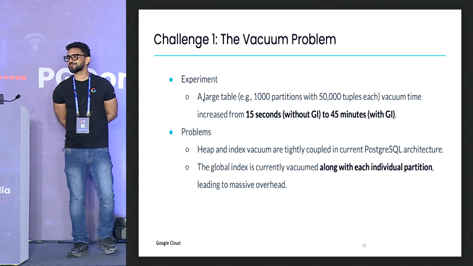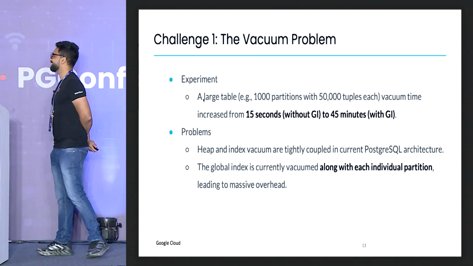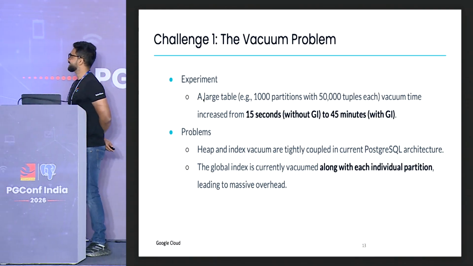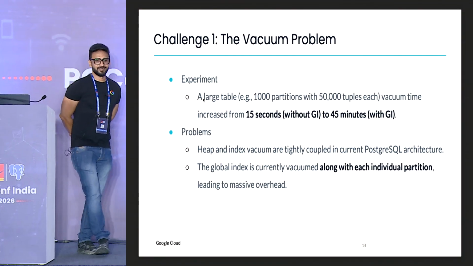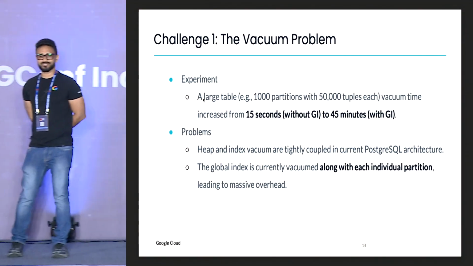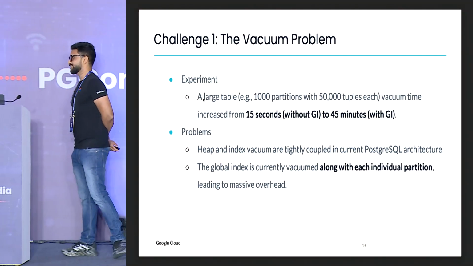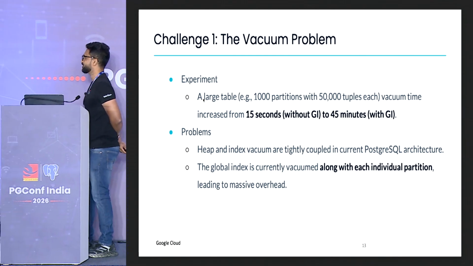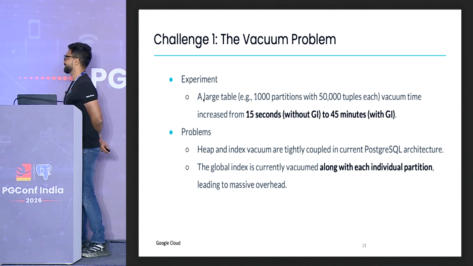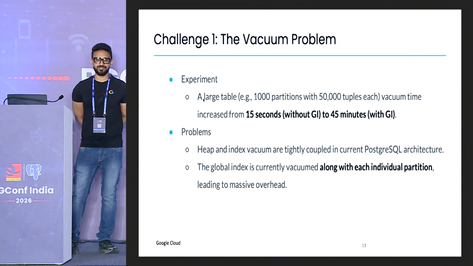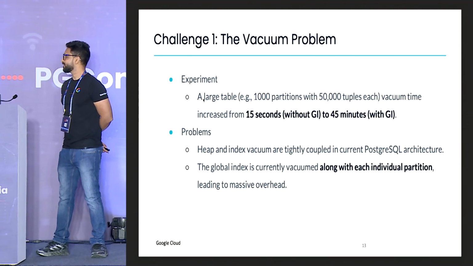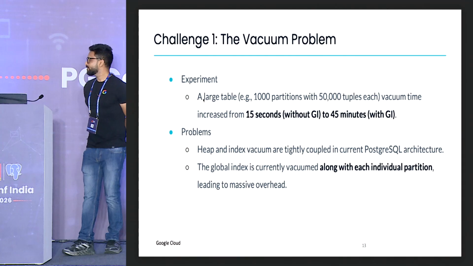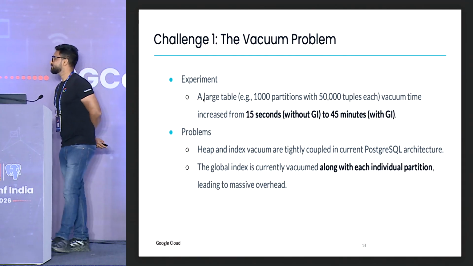Does anybody think this is acceptable, if you implement this global index, vacuum goes from 15 seconds to 45 minutes? People will say, I'll just get rid of the partitioning and have one large single table instead of a partitioned table, right? Because 45 minutes is not acceptable. Your global index will never be vacuumed, and the bloat will be all over the global index. So what is the problem with that?